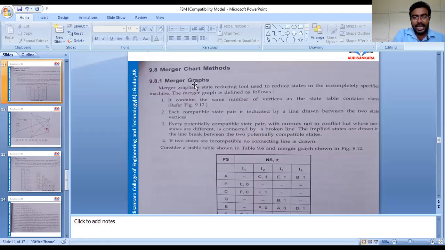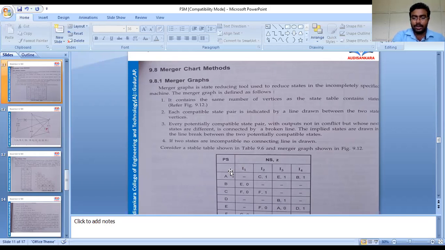For that, they have clearly given the steps that you have to follow for drawing a merger graph. Let me read the points to you, then we'll enter into the simplification of the incompletely specified state machine. The merger graph is a state reducing tool used to reduce states in the incompletely specified state machine. The merger graph is defined as follows. First, it contains the same number of vertices as the state table contains.